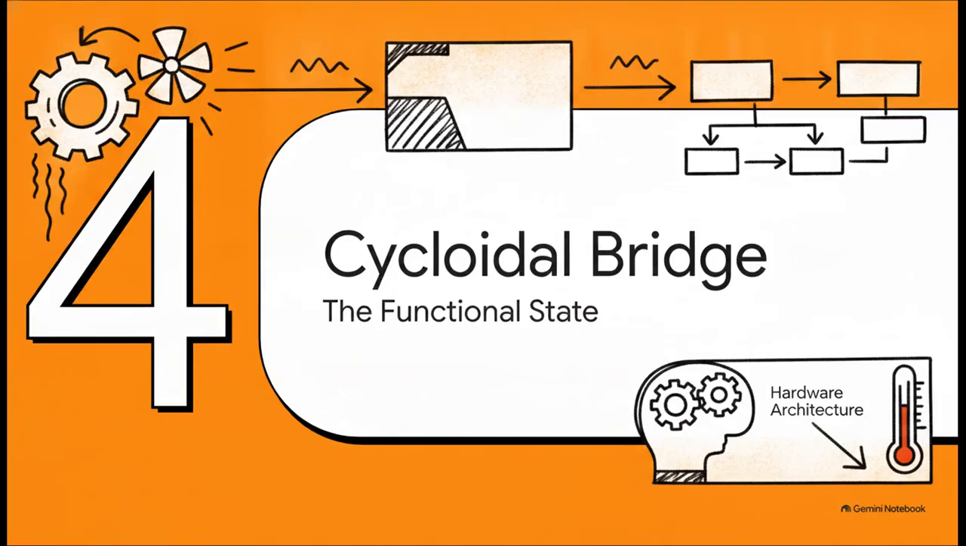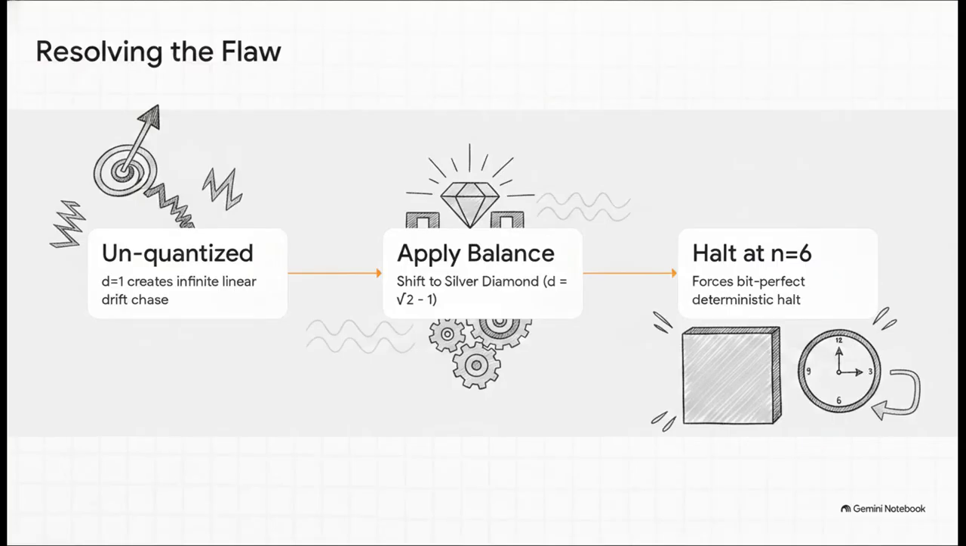Section 4. The cycloidal bridge solution. We know the math now, but how does the machine actually use this value to keep from burning up? Here is the exact mechanism step by step. Step 1 is recognizing the problem, unquantized drift, where d equals 1 creates that infinite chase. Step 2 is the architectural shift. We apply the silver diamond balance, swapping that decay parameter out for the square root of 2 minus 1.